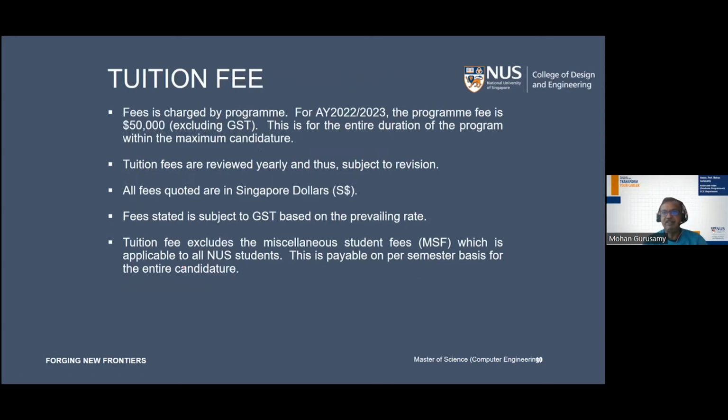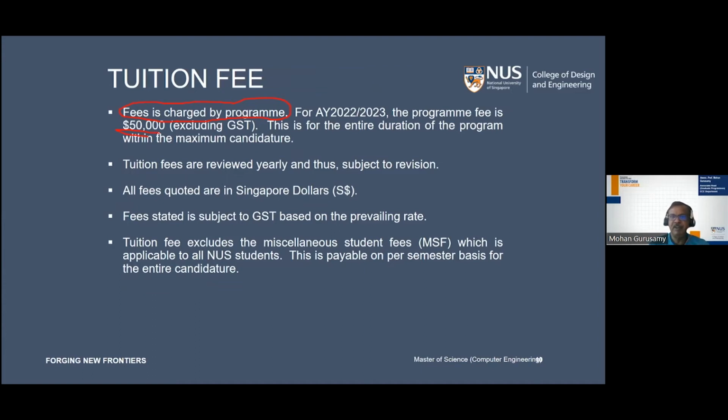You might be interested to know about the fees. One interesting thing about the fees is that they are program fees. They are charged based on the program. For the entire program, the fee is fixed. For the next academic year, for 2023, the program fee is $50,000. This excludes the goods and services tax, that is GST, which is currently 7%. There may be small changes in future.